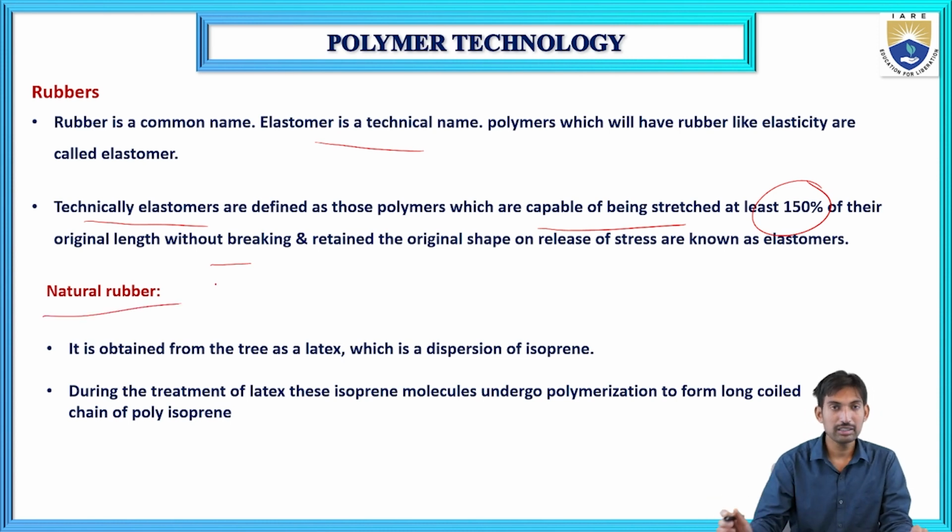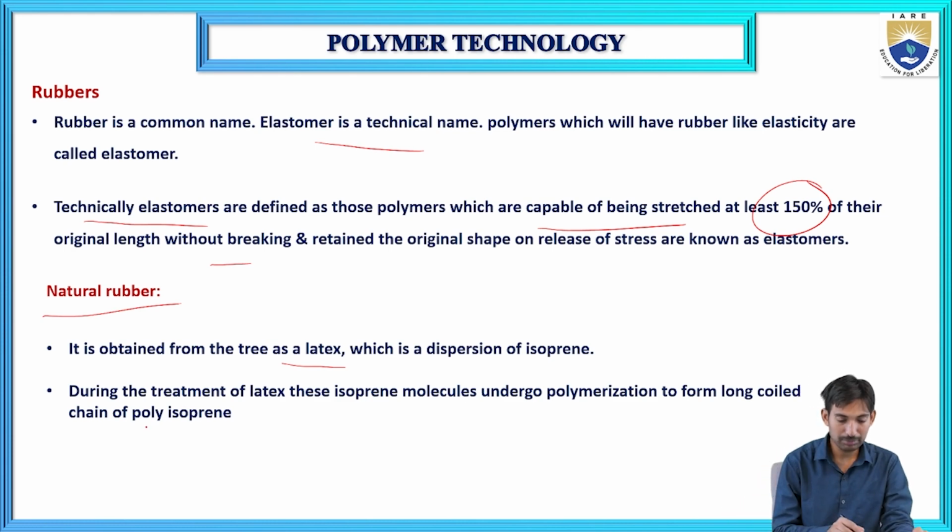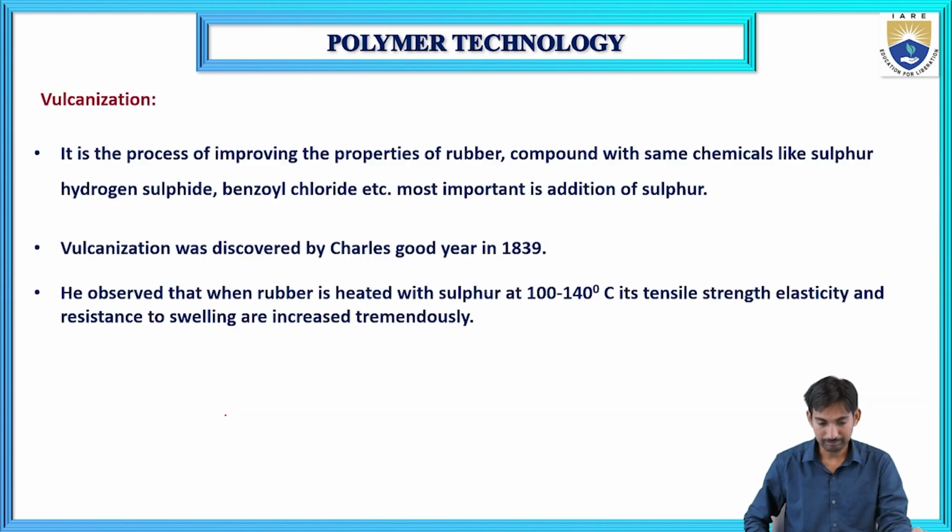What is natural rubber? Natural rubber is obtained from the trees. First we have to collect latex from the trees. Then we have to do some treatment to this latex. The isoprene molecules in the rubber will undergo polymerization. It will form polyisoprene or natural rubber.